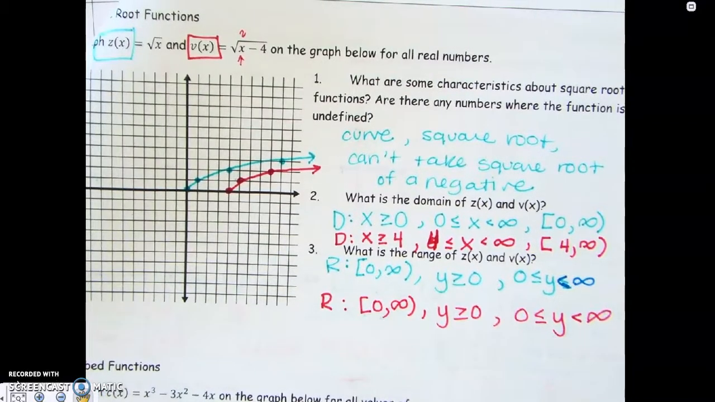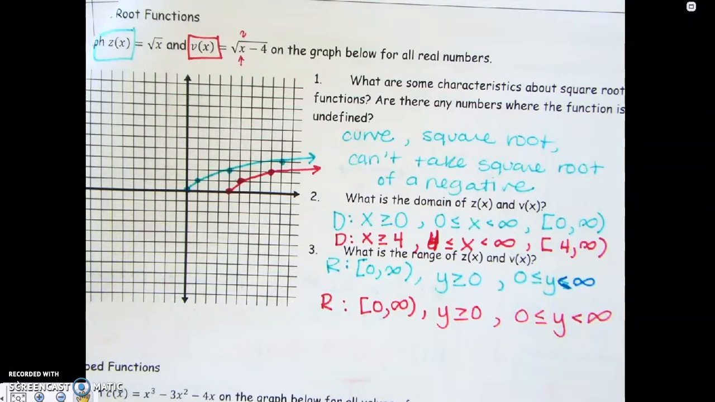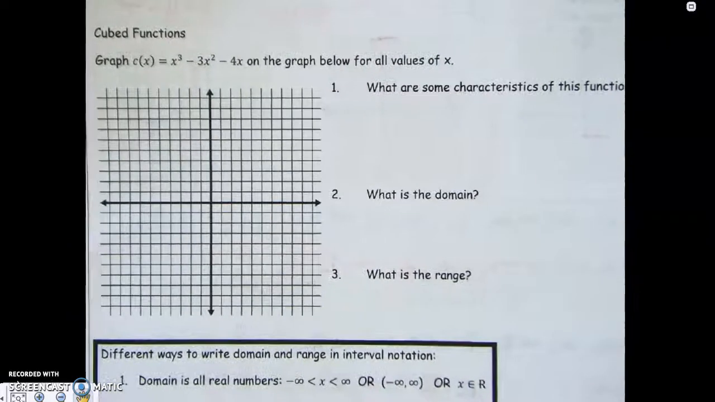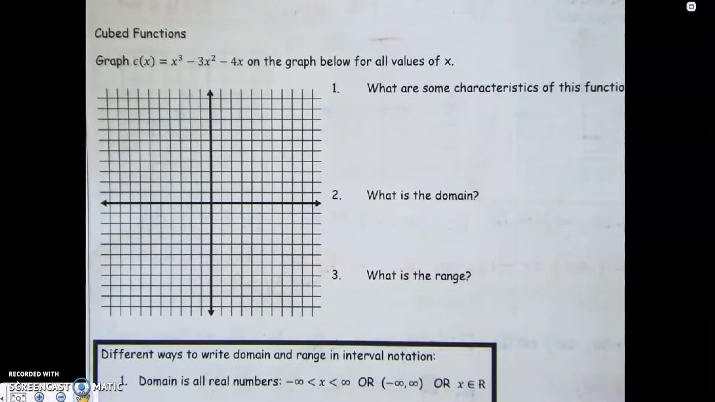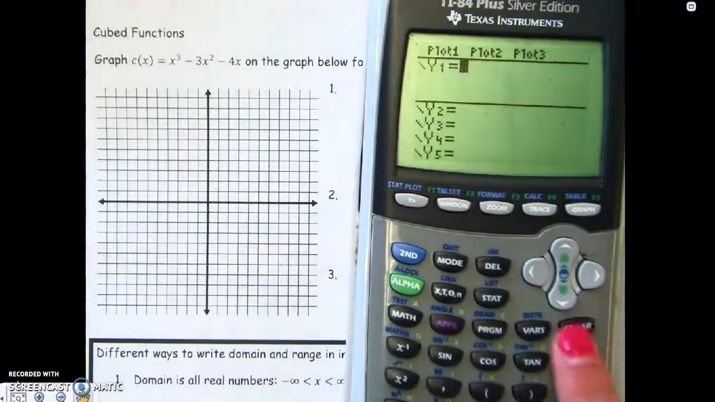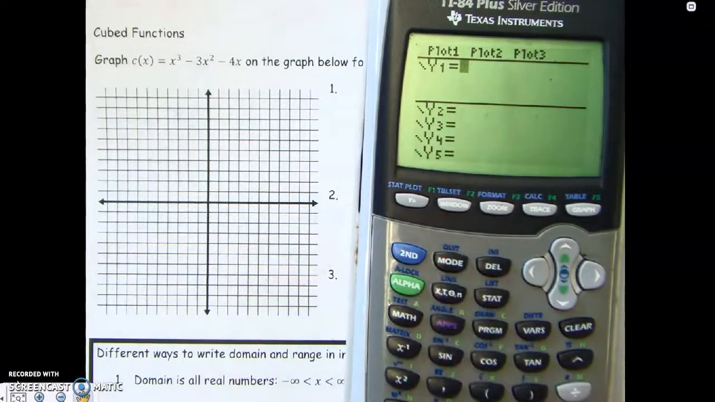Okay, so that's kind of what the square root function looks like and why no negative values can be under the radical, which we kind of already knew from before. The last ones we're going to look at are cubed functions. So I'm going to look at c of x on this graph. I'm going to just start by plugging it in, and c of x is the same thing as y. It just means output. So I have x to the third power, arrow down, minus 3x squared minus 4x.